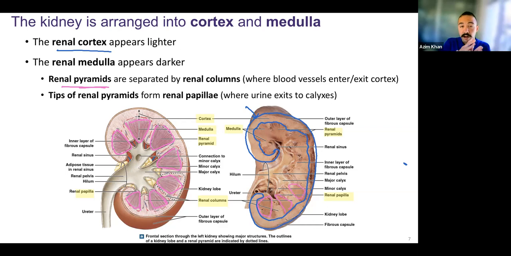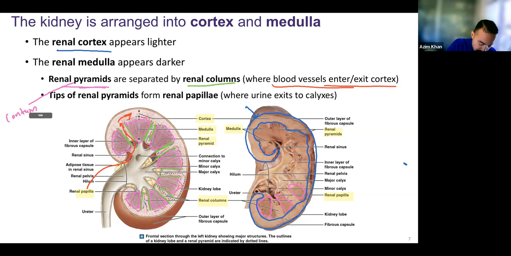Renal pyramids, in between them are renal columns. So where I'm outlining in green, these are renal columns. Now, what's the difference? Renal columns are a bit lighter, renal pyramids are a bit darker. Renal columns hold blood vessels, so that if you have a blood vessel coming in, we deliver blood to the renal cortex. Renal columns are where blood vessels enter and exit. Renal pyramids contain tubes of the nephrons.